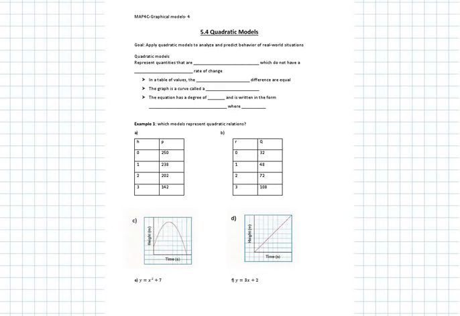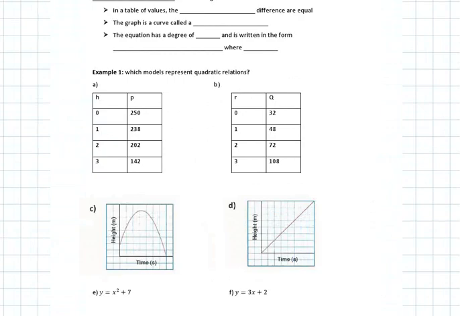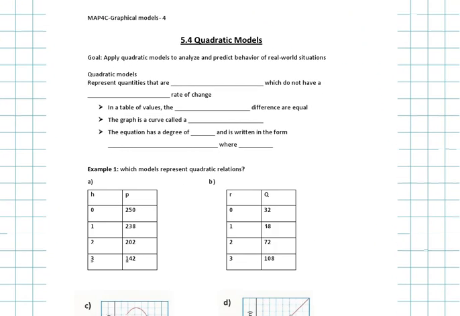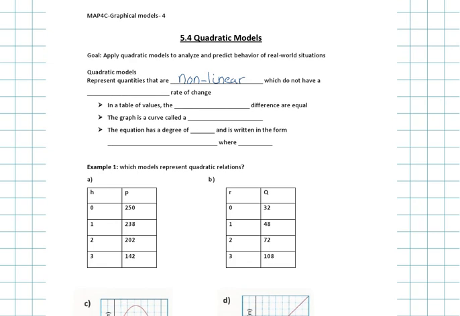Okay, so moving to the quadratic models. A quadratic model presents quantities that are not linear, okay? So that are non-linear, which do not have a constant rate of change.